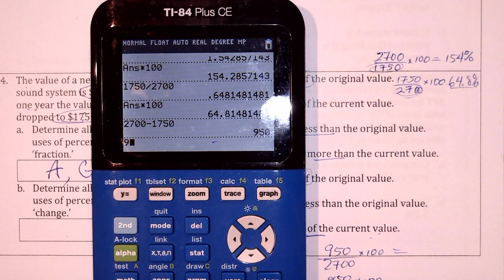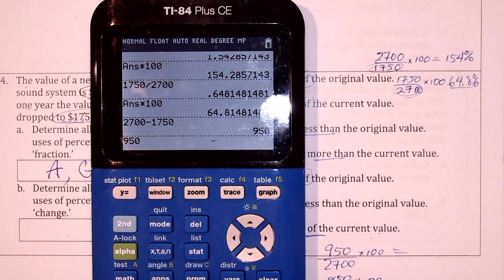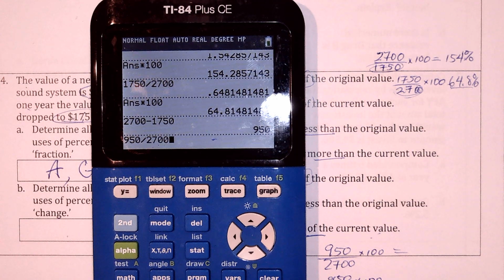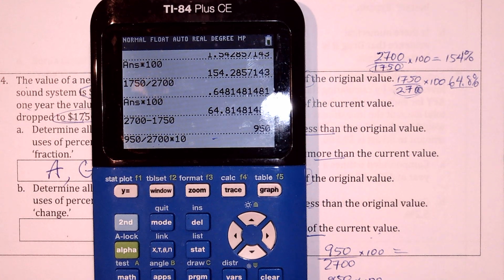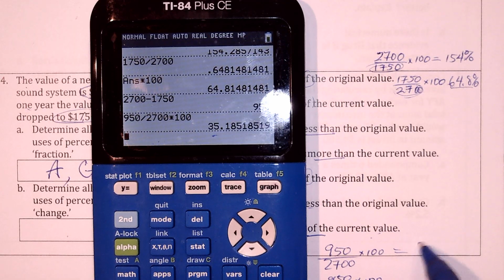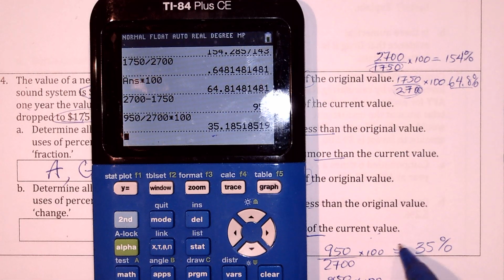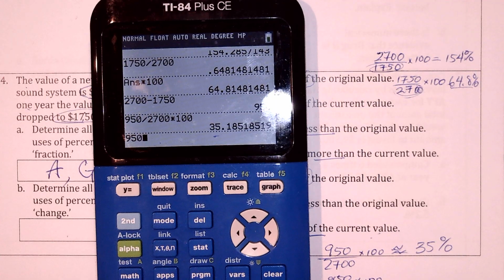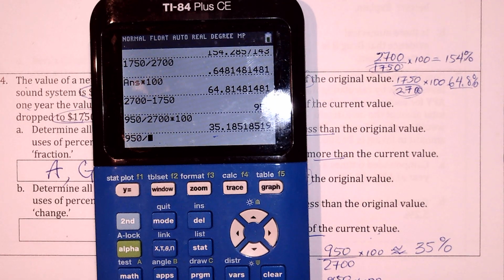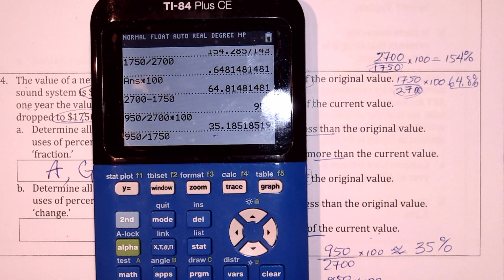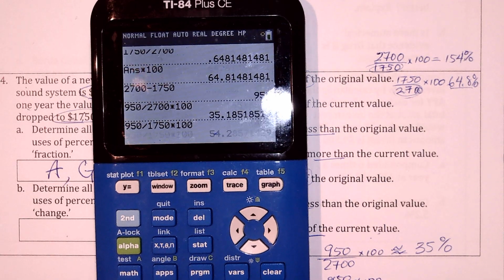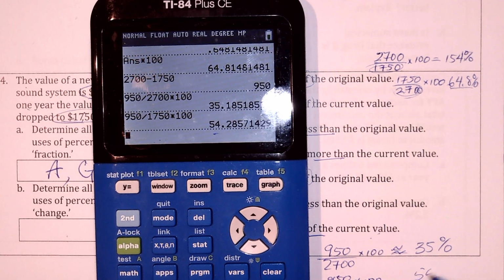So 950 divided by 2,700 times 100 makes it 35%-ish, approximately. And 950 divided by 1,750 times 100 is 54%-ish.